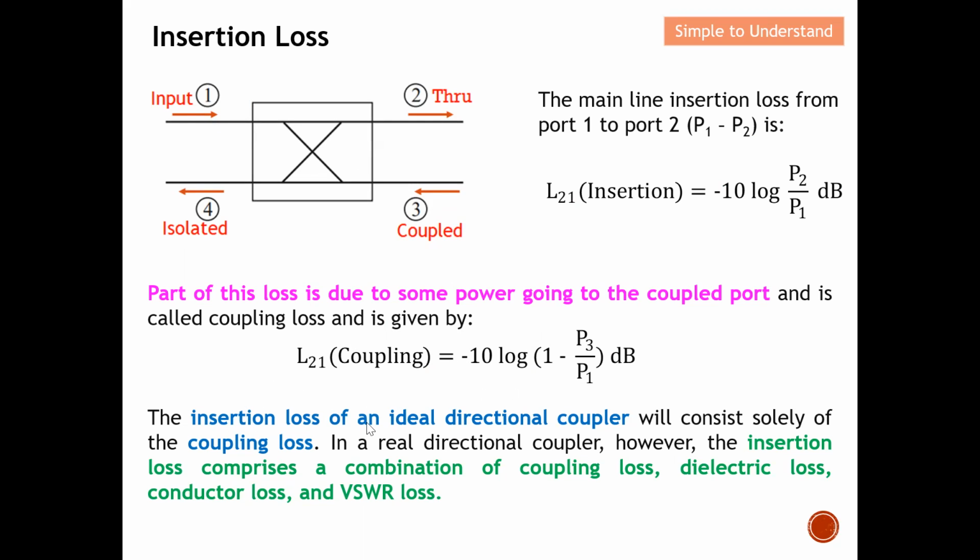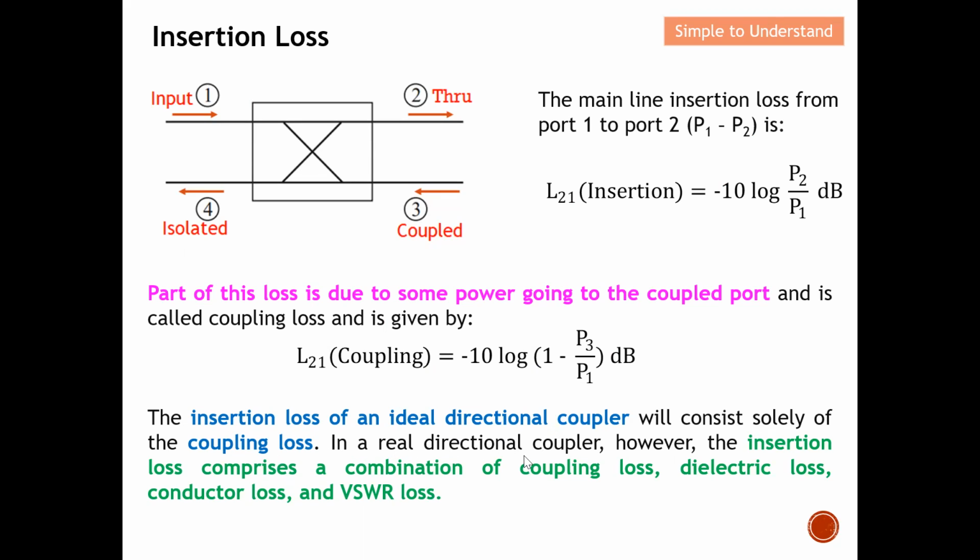The insertion loss of an ideal directional coupler will consist solely of coupling loss. So in short, let's say this is an ideal directional coupler, there will be no loss in between port 1 and port 2. The only loss will be the coupling loss, the loss from power coupled from port 1 to port 3. So this will be the loss. So this is what it means here. The insertion loss of an ideal coupler will consist mainly of coupling loss.